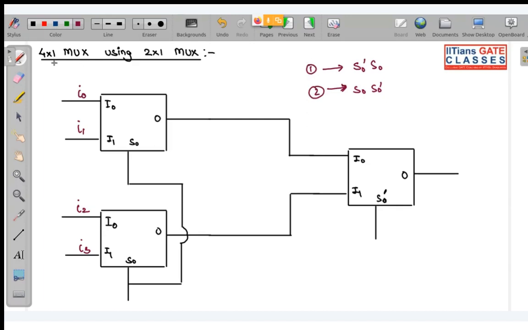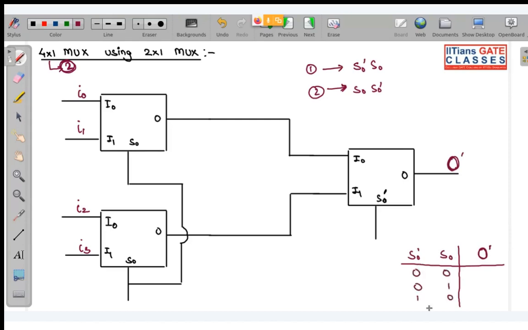Basically a 4x1 mux has 2 selection lines, and out of the 2, one will be MSB and one will be LSB. So you need to tell me which of the options is correct for the selection lines. Tell me. Look over here. If you take this one, this is your output, O dash.